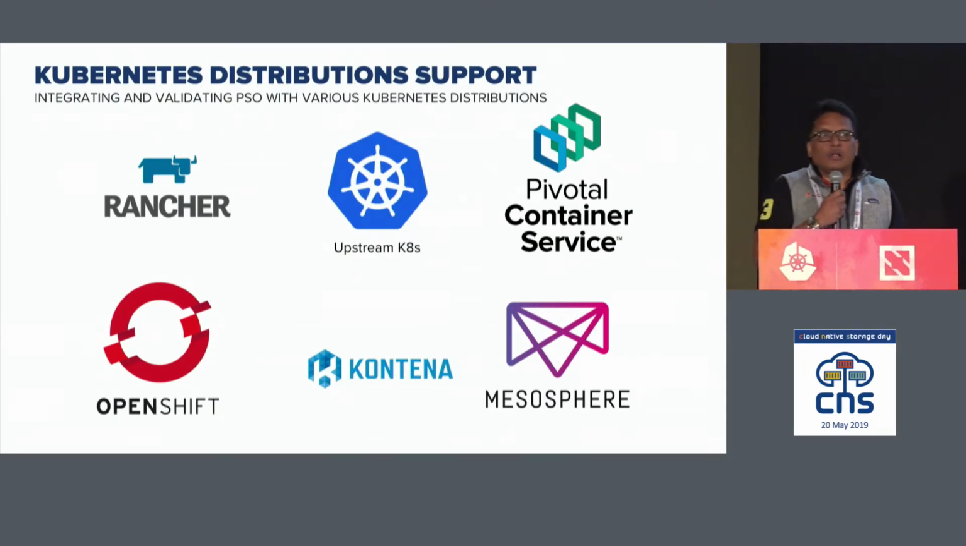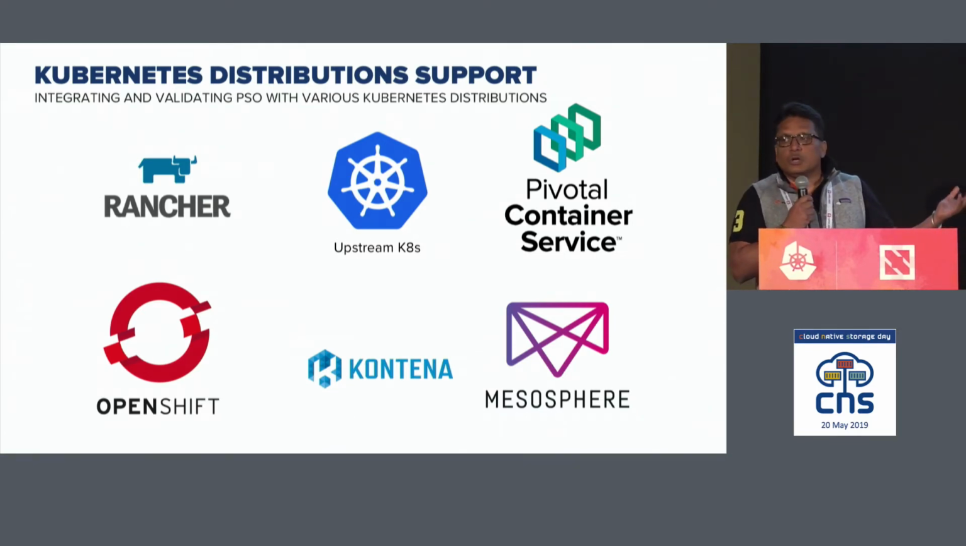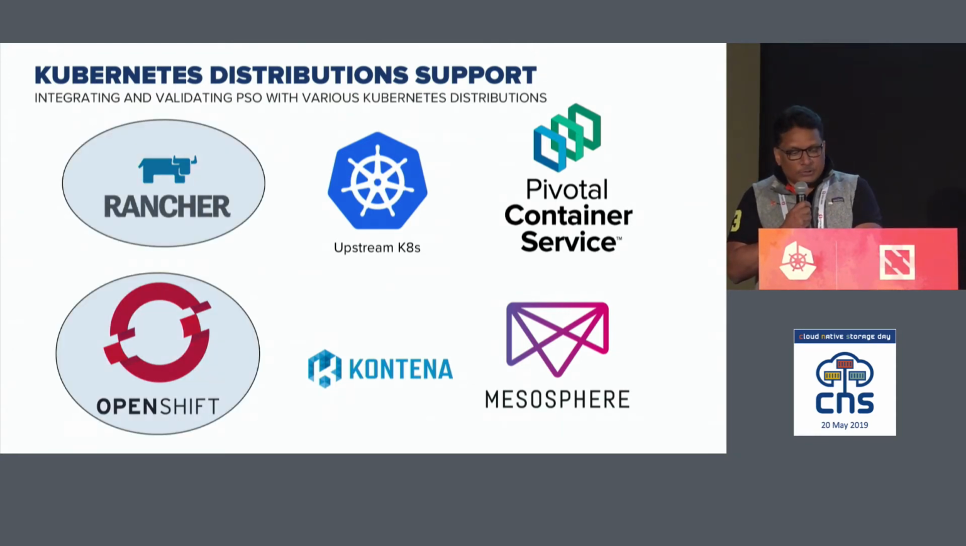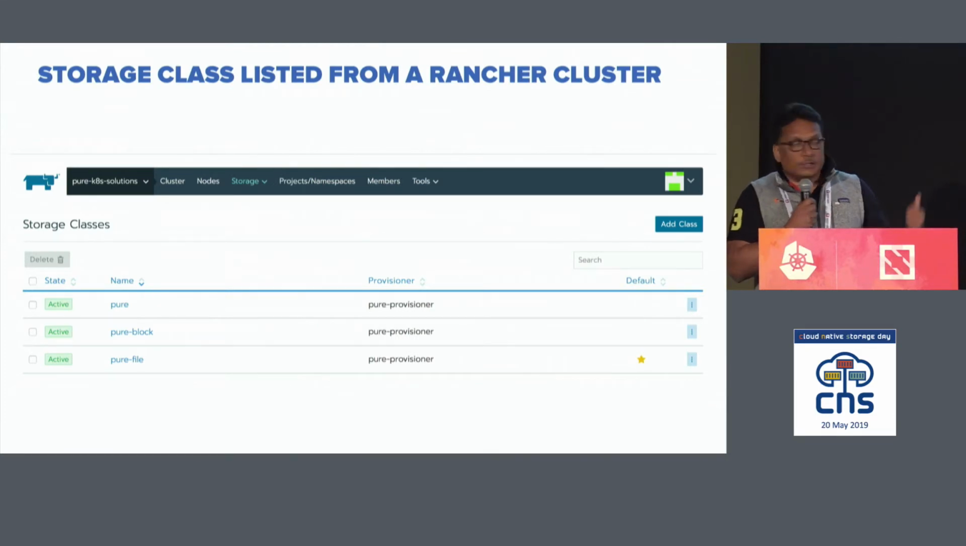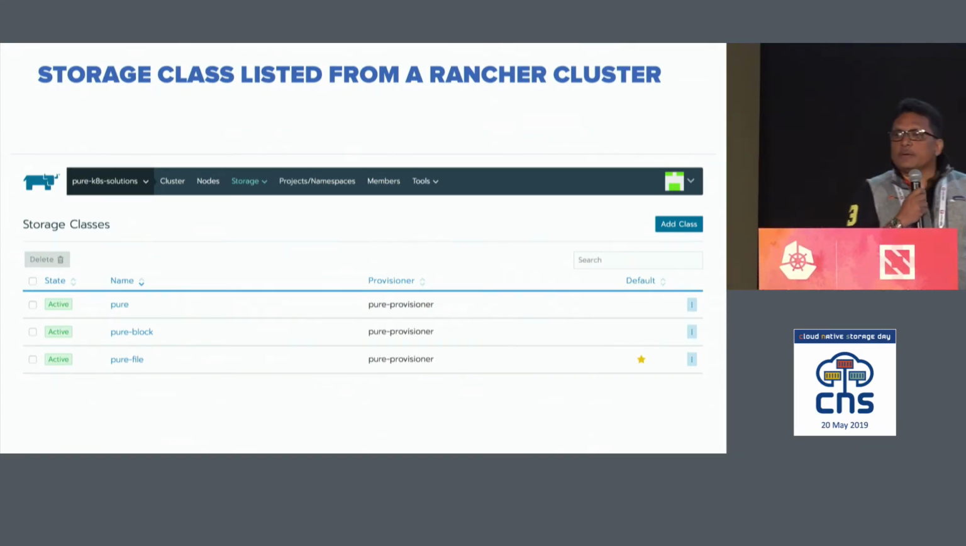And we've been qualifying PSO in various different distributions of Kubernetes, like OpenShift, Rancher, Mesosphere, Pivotal. A lot of these are happening. So if any of you are consumers of any of these distributions, you would have PSO validated. And I have a few examples later on in this slide where we see, in a Rancher cluster, these are the storage classes you will see.